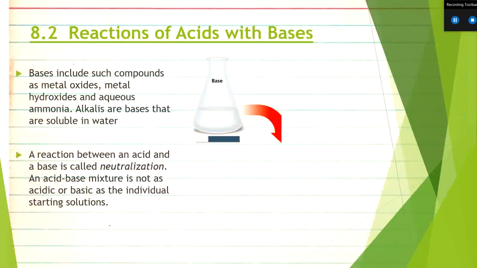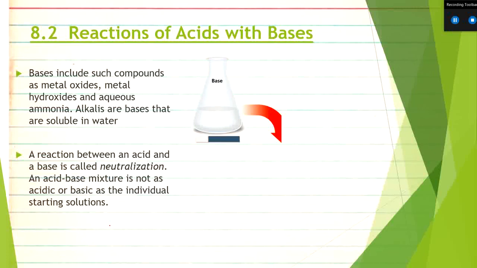The next reaction we have is the reaction of acids with bases. So bases include metal oxides, metal hydroxides, ammonia compounds. Okay, there's a lot of different things which we can classify as a base. An alkali is specifically a base, but a base that's soluble in water. So not all bases are alkalis, but most of the ones we will be working with are.